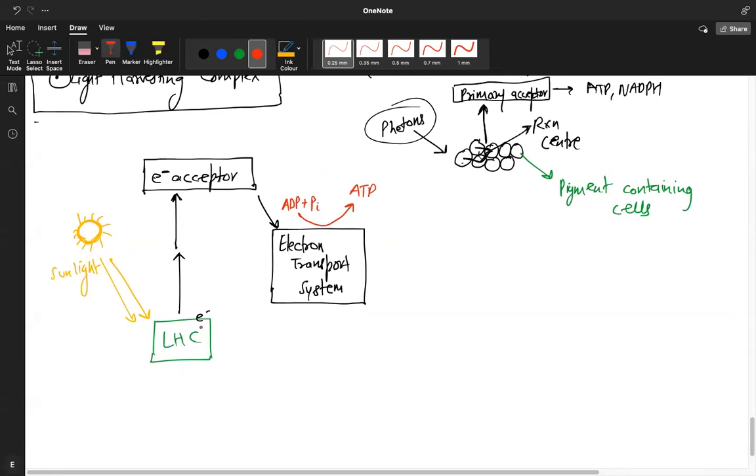So we started with the LHC. Sunlight fell on an LHC. That LHC had electrons. Now, where did this electron come from? Let me also tell you. It came from splitting of water. So remember, plant takes H2O and the oxygen it does not use, right? So it splits this water into two electrons plus two protons, which is hydrogen plus 1 nascent oxygen.